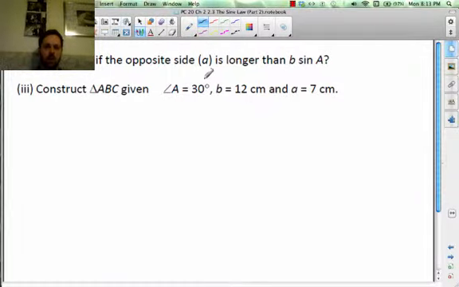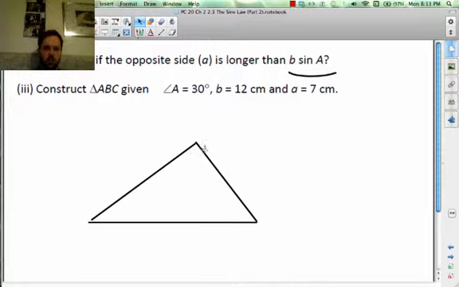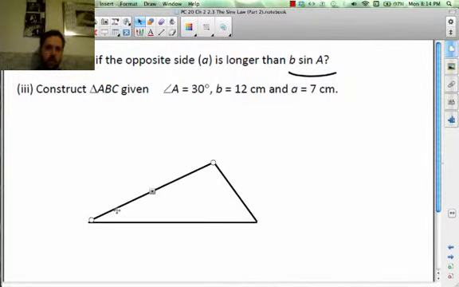So what happens if the opposite side a is longer than b sine a? Okay, so side a is longer, so we're going to explore this scenario here. So we have our acute triangle. Again, I'll try to start with something similar that looks, let's shorten this guy a little bit. Okay, that looks more like a 30, so this is a 30 in here.